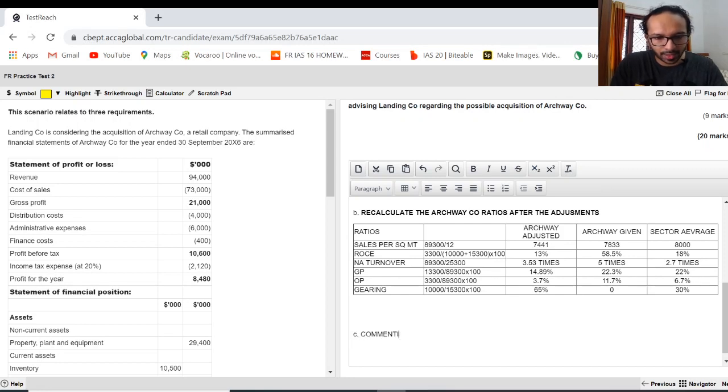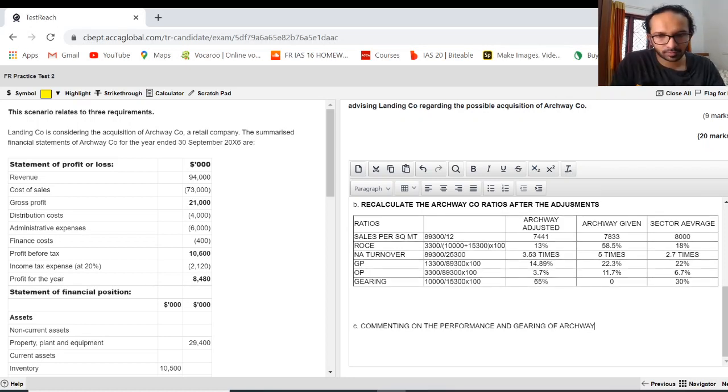So we are going to comment on the performance and gearing of Archway. As usual, we will start with an introductory paragraph, right?